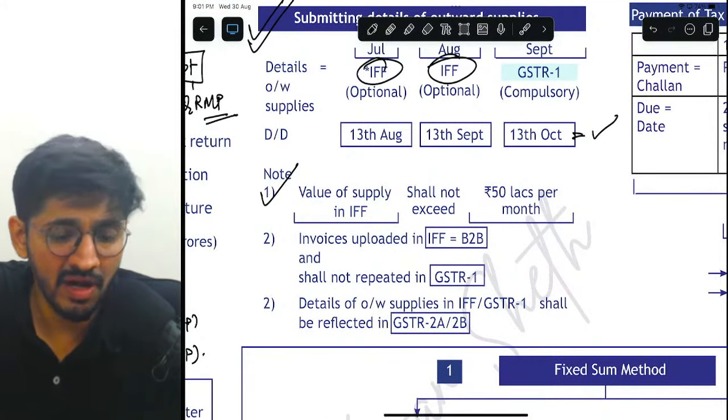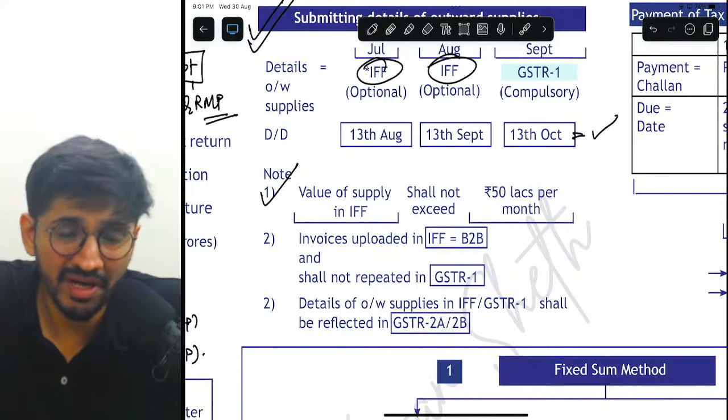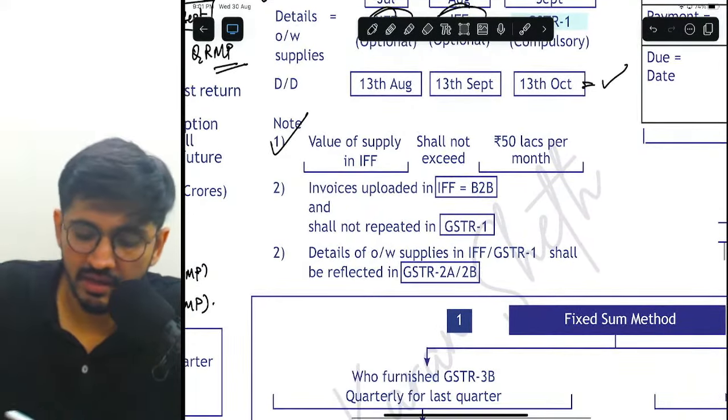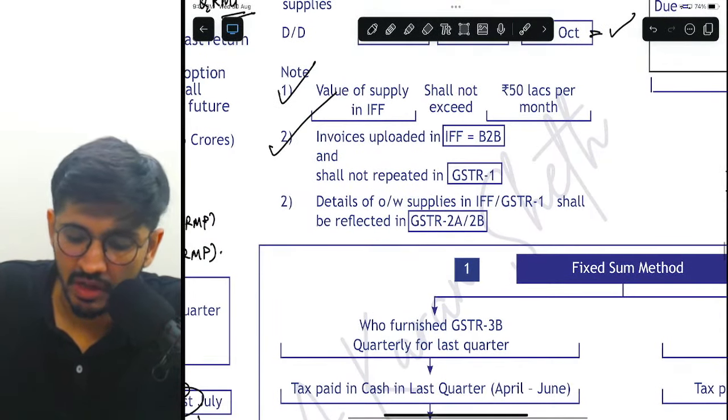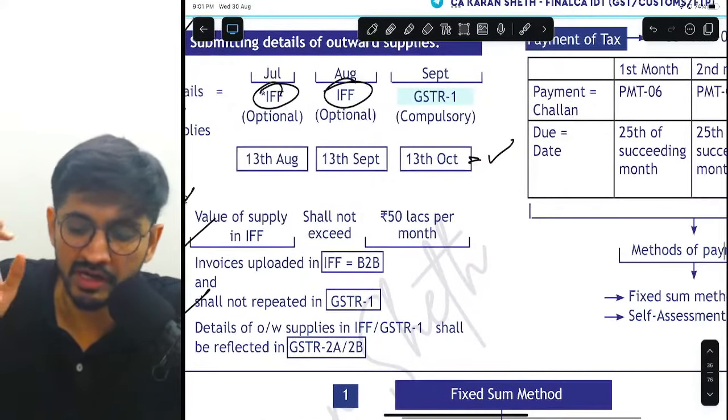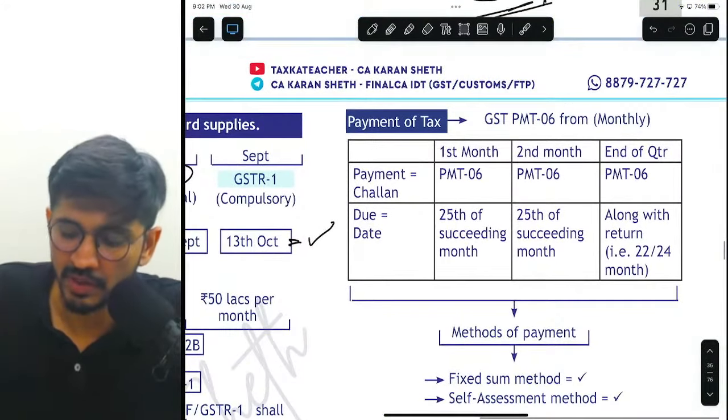Another condition is that the value of supply in IFF should not exceed 50 lakhs in a month. Understand that, right? And it will be B2B supplies only. And as soon as you file it, it will be auto-populated in the recipient's GSTR-2B.